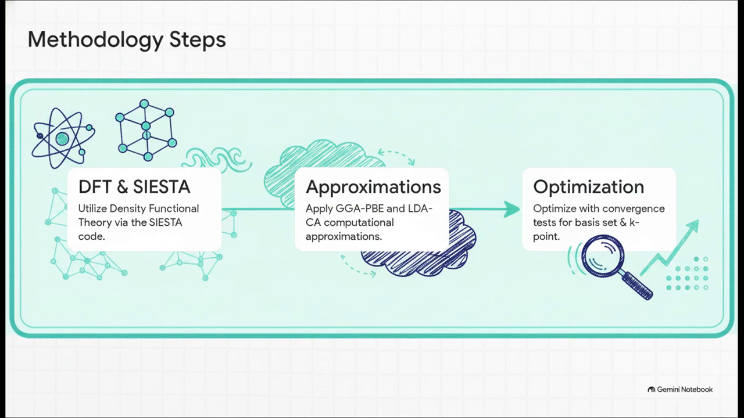But, before calculating any physical properties, we had to carefully optimize our parameters. It's kind of like calibrating a highly sensitive computational microscope. So we ran some pretty extensive convergence tests for both the basis set and the Monkhorst-Pack K-point sampling to make absolutely sure our virtual environment was perfectly dialed in.